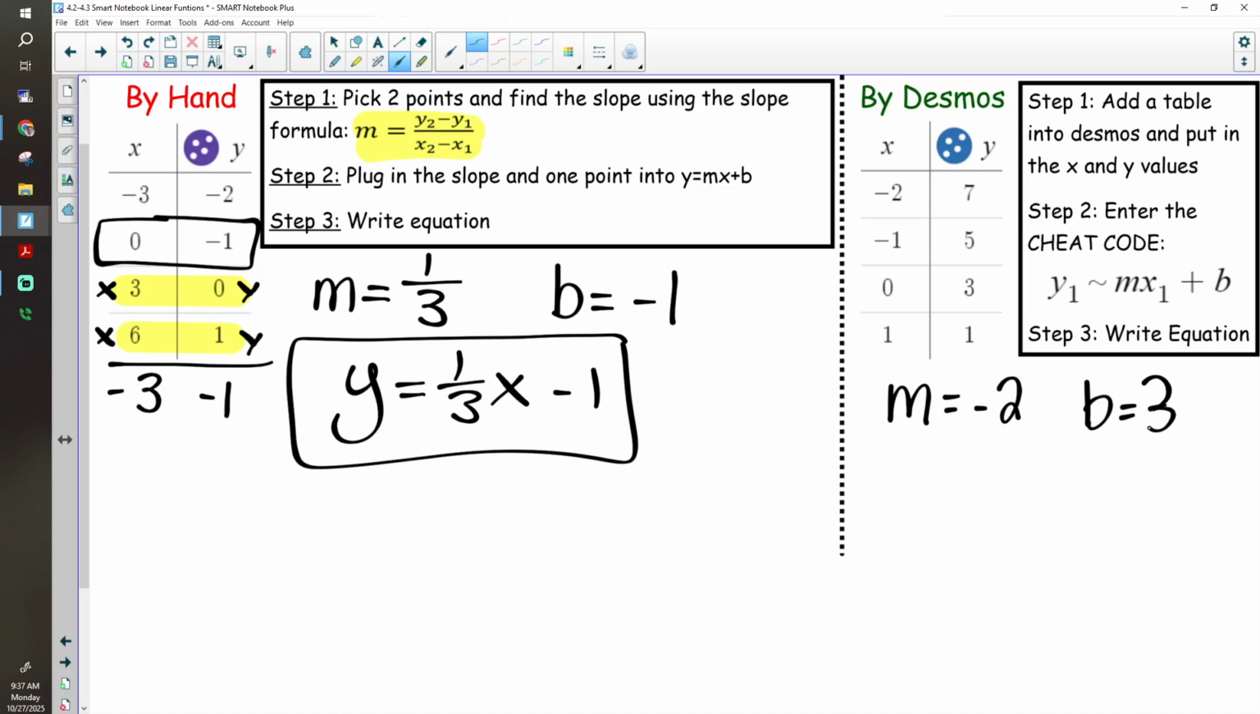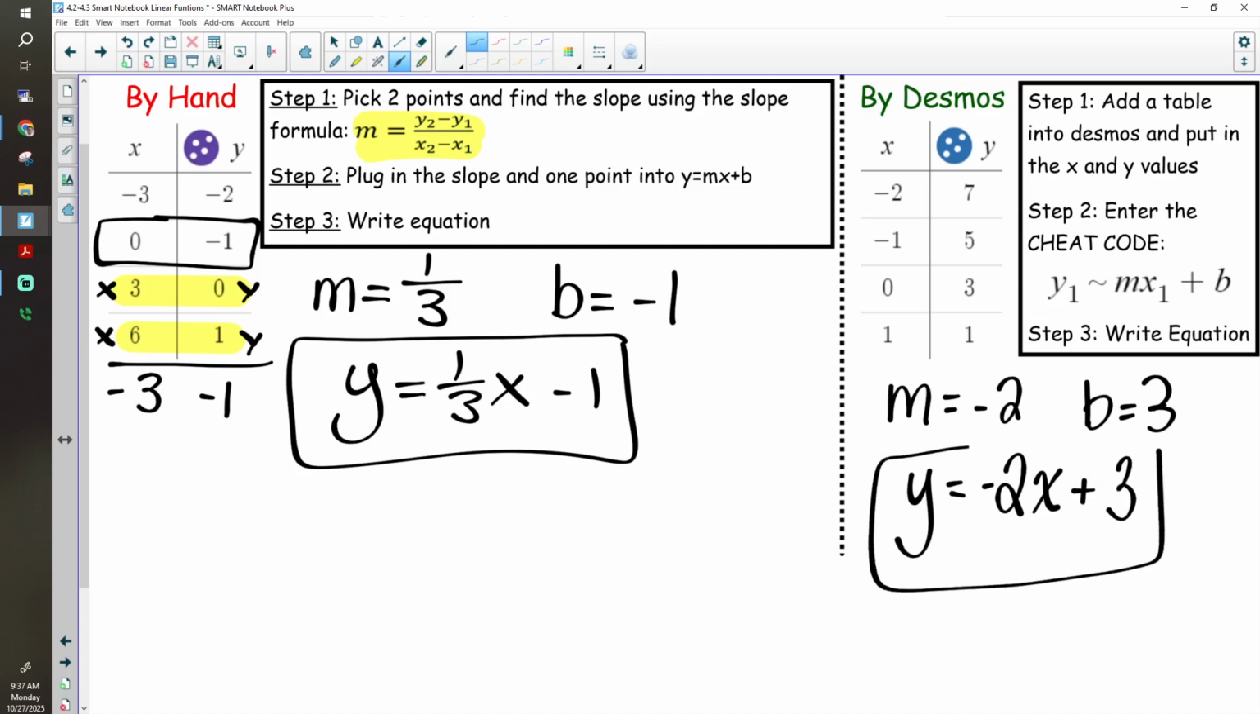Y equals mx plus b. Y equals m, which is -2, x plus my b value, plus 3. That is the equation of the line given that table. Right? Because my equation is y equals mx plus b. I plug in m, plug in b. Done. That's the equation of the line. Easy as that. I think I just got one more problem for you, yeah?